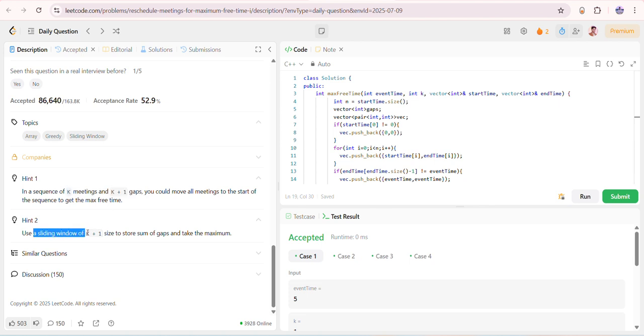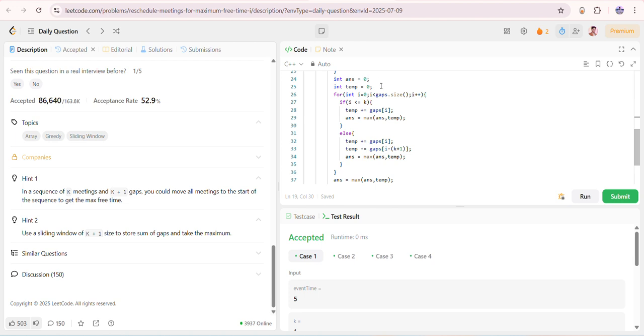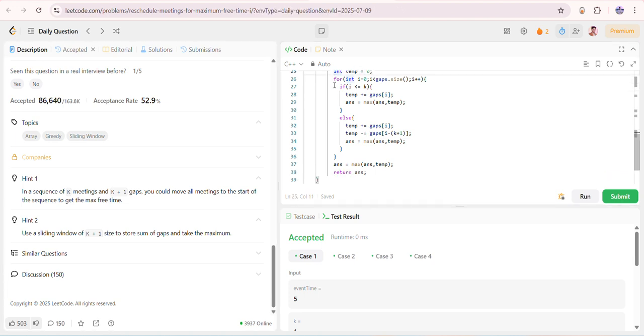So use a sliding window of k plus 1 size to store the sum. And we are also doing the same. We are taking this temp variable, and in temp we are continuously taking the gaps, k plus 1 of them. See, if i is greater than k, then we are removing the previous ones which were taken, and taking the present one, and removing the I minus k plus 1 one, which needs to be removed in order to maintain the size of the window to hold only k plus 1 elements. And I think you would have got it. Okay, bye bye.